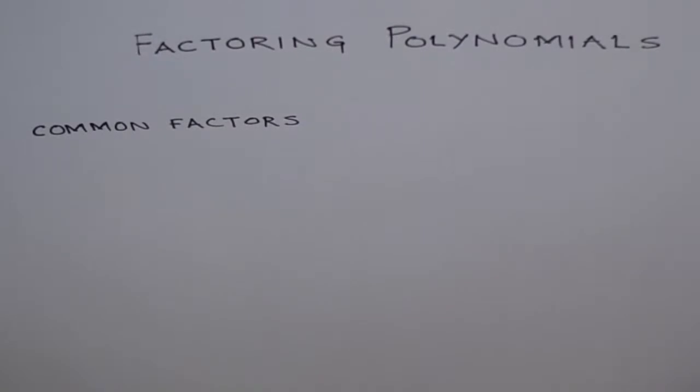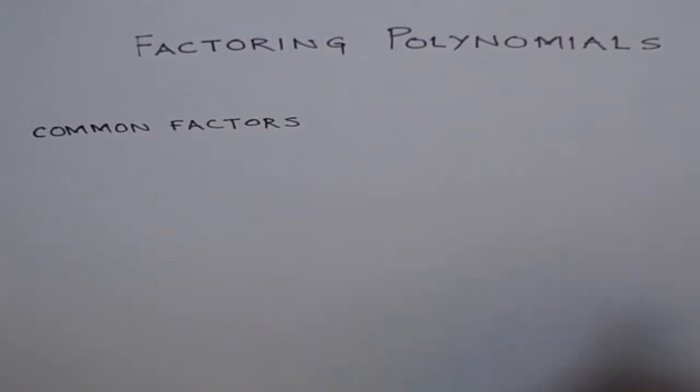So factors is a term which you are familiar with. When I say 2 times 5 is 10, then 2 and 5 are factors of 10. So basically we are trying to write the things in product form. That is factoring. So we will see how to do it with simple examples to start with.